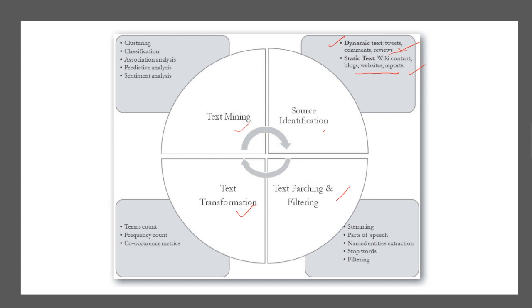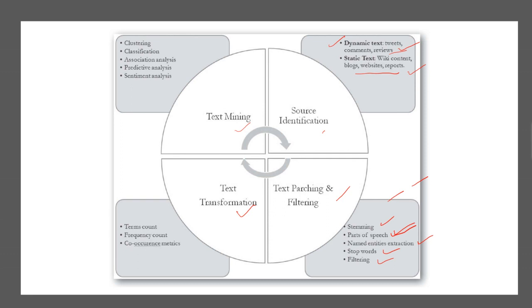Then comes the text fetching and filtering. So we can have stemming, parts of speech, named entity extraction, and stop words filtering. If a sentence is written like "the video was useful," we can identify what is a noun, what is an adjective, and what is a pronoun, or we can also find out the verbs and adverbs. So it is called parts of speech, and then from that we have to extract. So we have to do stemming, parts of speech extraction, named entity extraction, and stop words filtering.